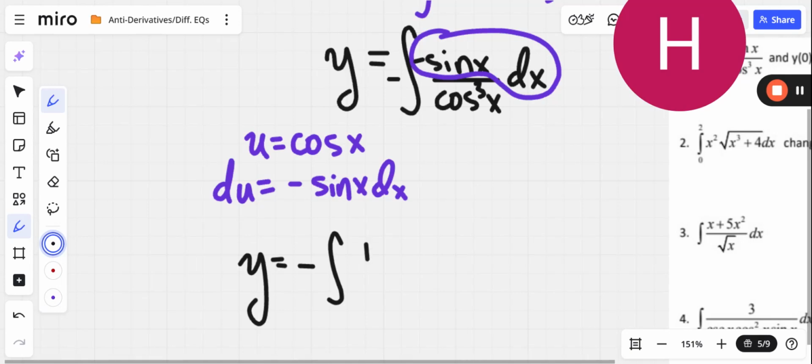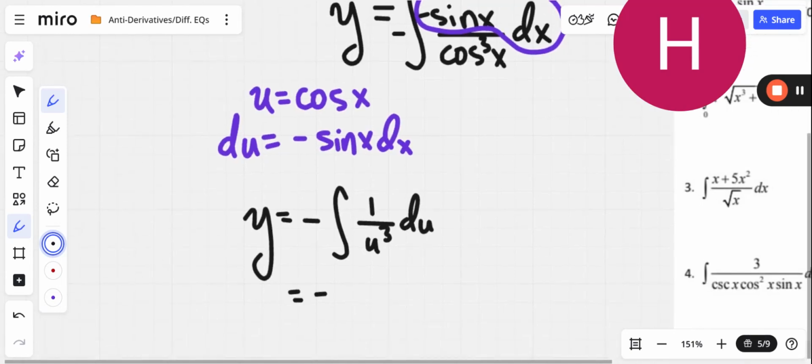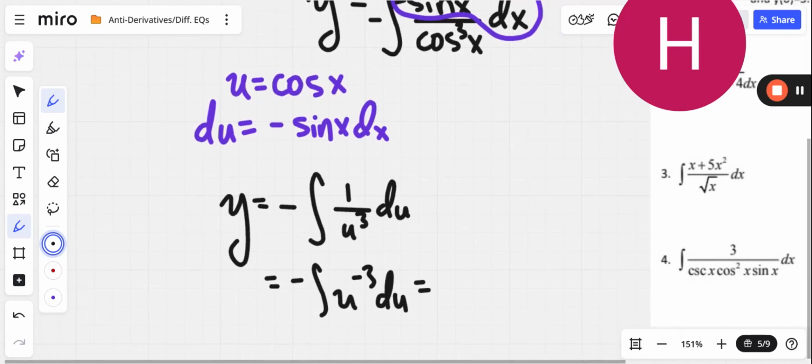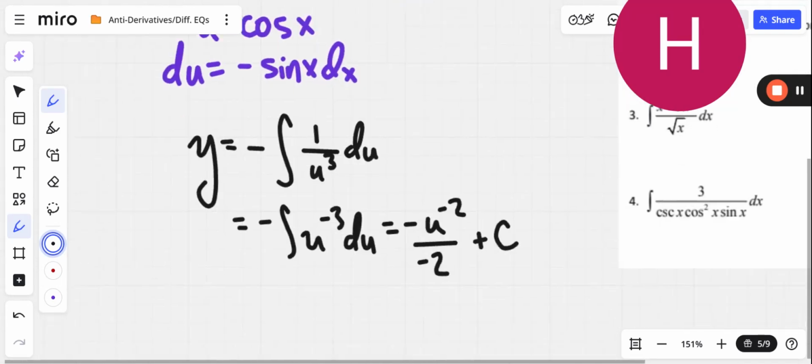So now we have 1 over u cubed du, which we can also call u to the minus 3 power. That could be useful since we're going to be taking an antiderivative. How do you do that with the power rule? You raise the power by 1, and then you divide by the new power, and we can't forget plus c since this is not definite.